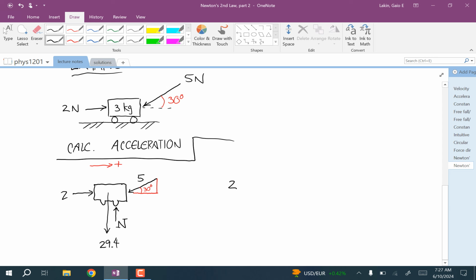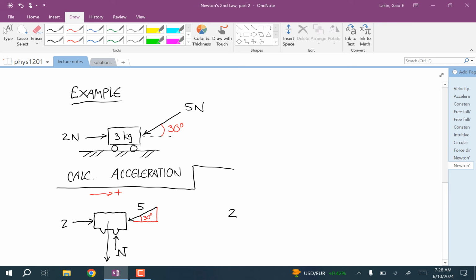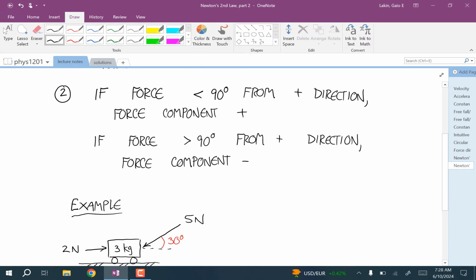Well, notice that that 5 Newton force is more than 90 degrees away from the positive direction. If you put the tails of those 2 arrows together and used a protractor, it would be 150 degrees. And so that says that this is going to be negative according to this rule, number 2.